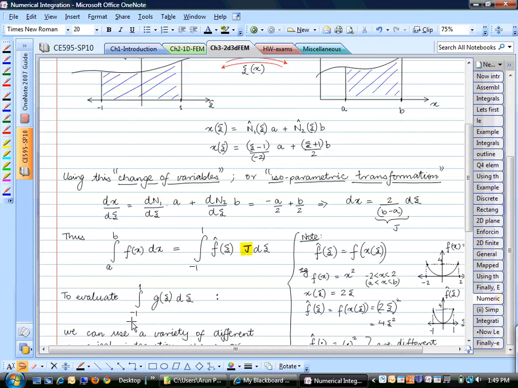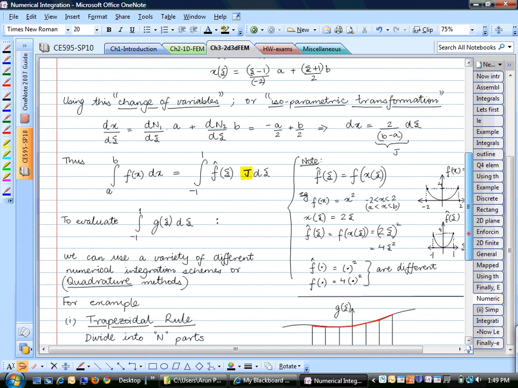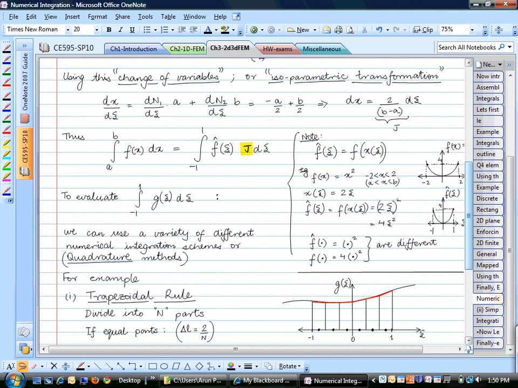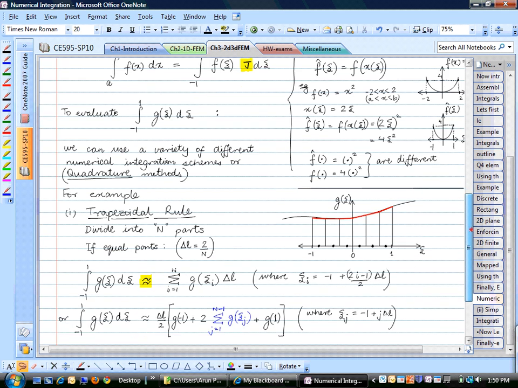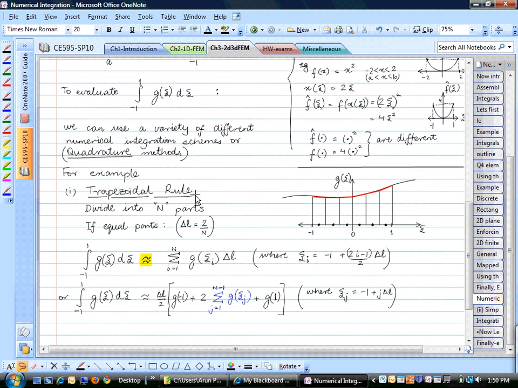So now that we have mapped our actual element back to the parent element, we want to calculate this integral using numerical methods. And to do that, what we use are generally called quadrature methods. So quadrature is nothing but another term for numerical integration. And one of the most common rules that we apply is the trapezoidal rule, which you are all familiar with.